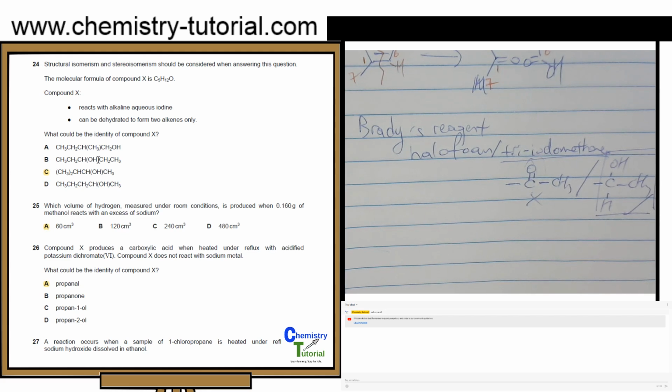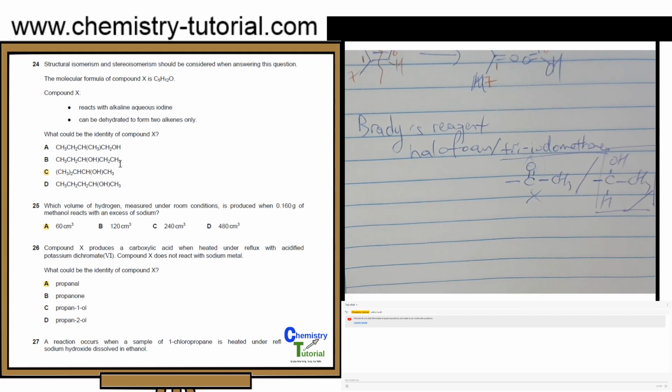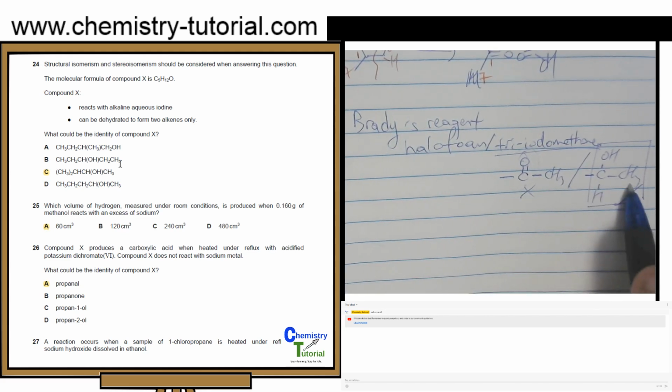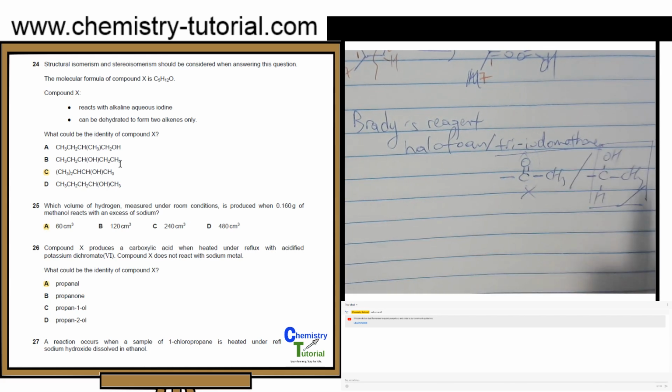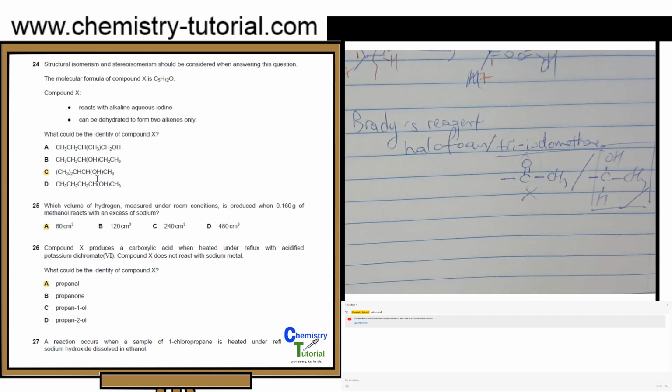Option B is also out because you have OHCH2 and CH3, not OHCH3. So you can only consider options C and D because there's OHCH3, OHCH3, and there's H here. But now here's the thing. Why do we accept option C and not option D?